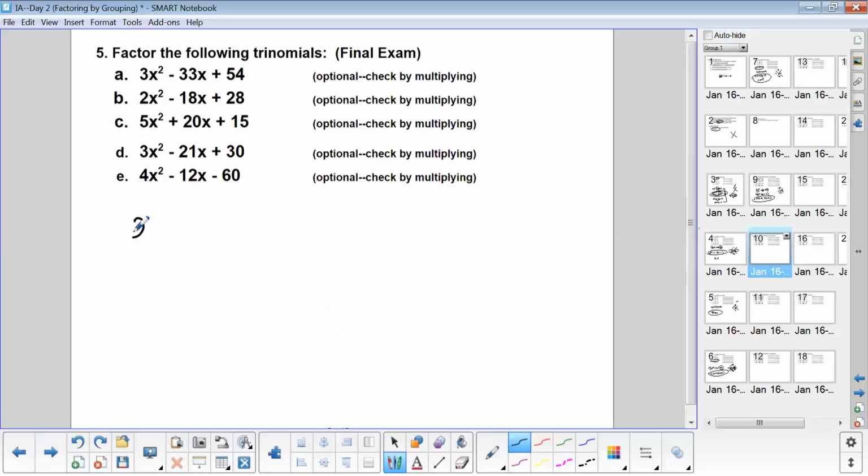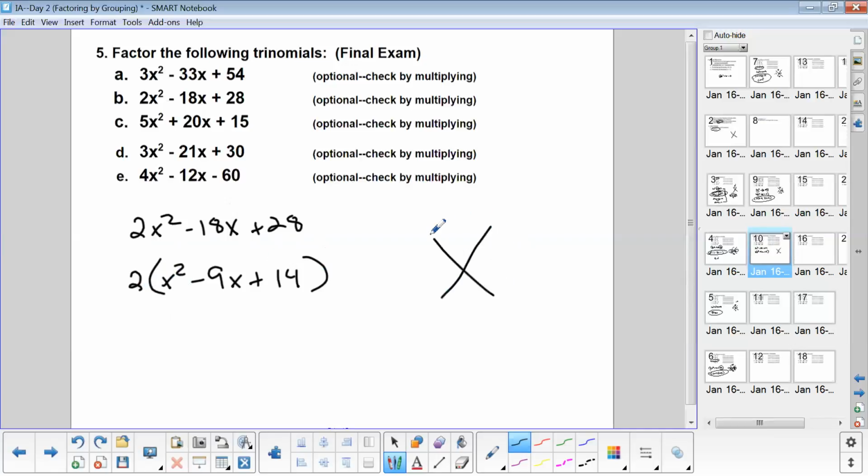Another one would be 2x squared minus 18x plus 28. Again, this coefficient, this a value is not 1, it's 2. So I want to see, can I divide 2 by each of them? And I can. So I'm left with x squared minus 9x plus 14. Dividing each term by 2, I result in this trinomial. Now, a is 1. So I want to try to factor that.